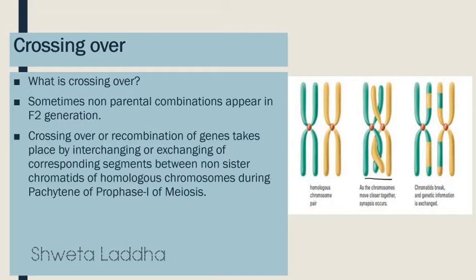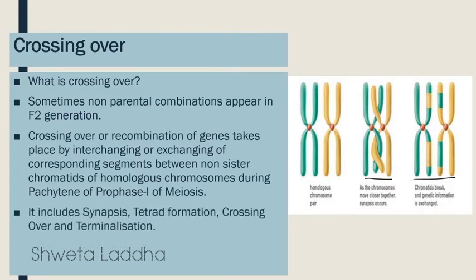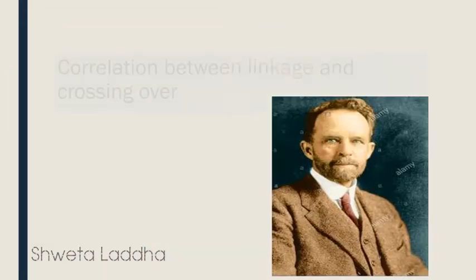Then they break, terminalization occurs, and you can see that in the third picture, chromatids after breaking, the genetic information is exchanged. So it includes synapsis, tetrad formation, crossing over, and terminalization. Exchange of genes takes place due to crossing over. And if exchange of the genes takes place, it leads to variation.